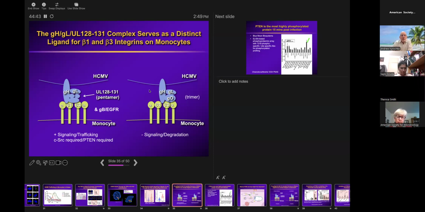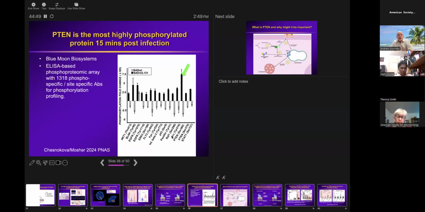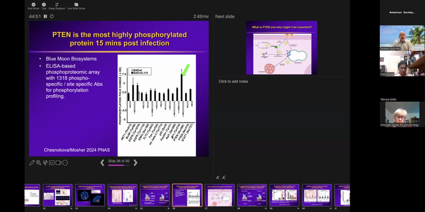And when you don't have this pentamer signaling, you have negative signaling, and in many cases, degradation. So I showed you this early on, maybe 10 slides or so ago. A phosphoproteome array, did 300 and some proteins. I only showed you 5 or 6. This is an expanded one. Again, the same 2 viruses.